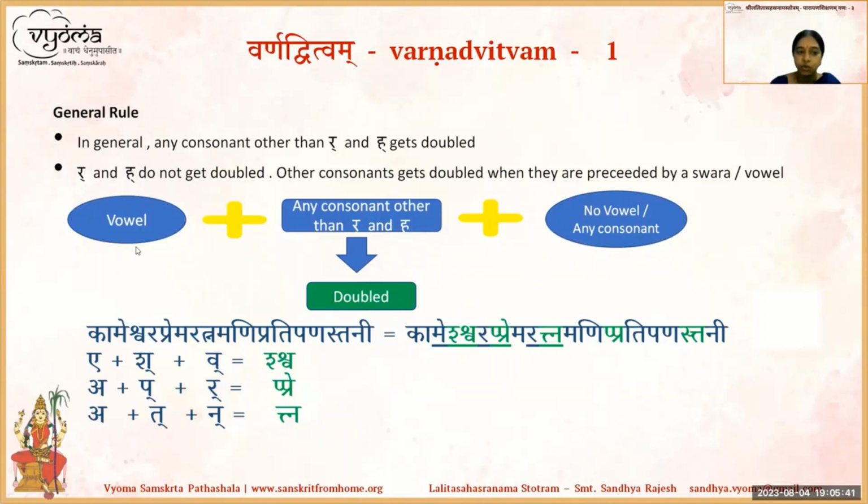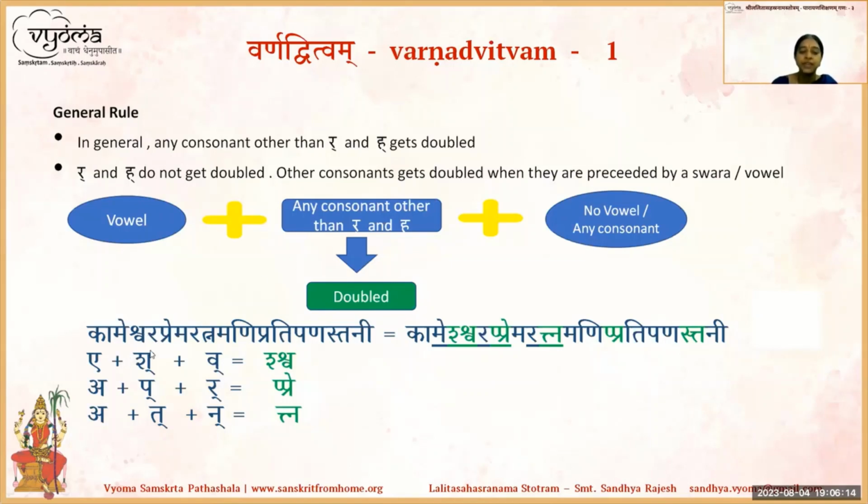So there is a swara, plus a consonant, a vyanjana, which is not Ra or Ha, and then we have either no swara or any other vyanjana akshara. In this kind of scenario, where there is a compound letter of this combination, the consonant other than Ra and Ha, which comes first, will get doubled. So this is the general rule of Varna Dvitva.